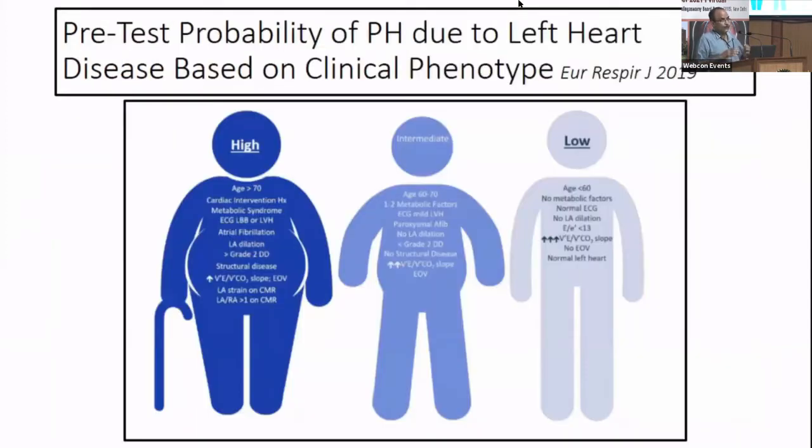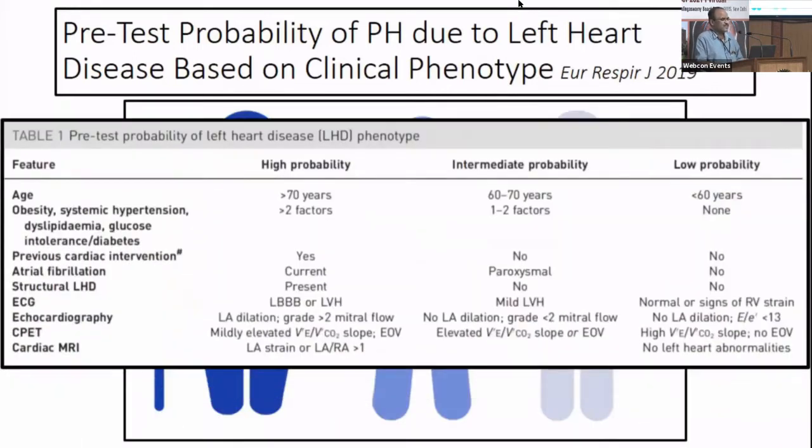Now, how do you go about this? There are what we call clinical phenotypes, and we can see here the clinical phenotypes may have probabilities which may vary from high to intermediate to low. So you can have possibilities of a patient having pulmonary hypertension in left heart disease based on the pre-test probabilities. There are essentially 3 types.